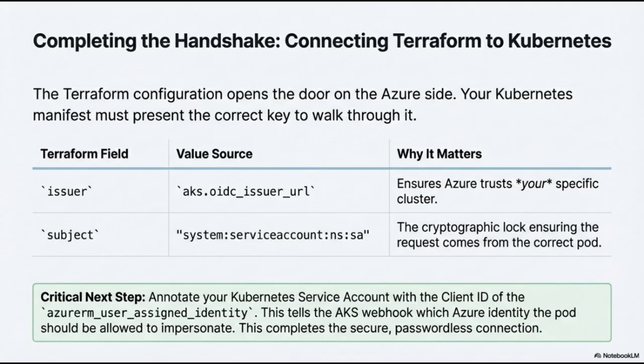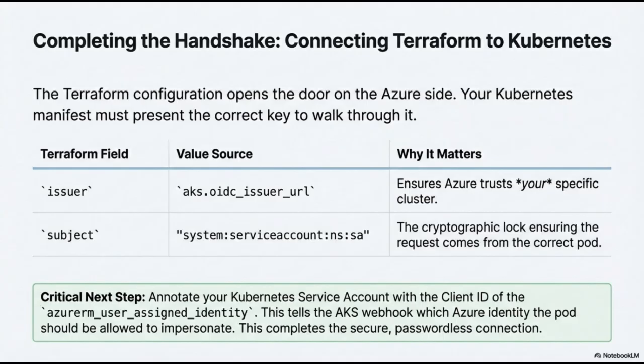First, the issuer must be mapped to your cluster's OIDC issuer URL. This ensures that Azure trusts your specific Kubernetes cluster as a valid identity provider. Second, the subject must follow the precise format of system:serviceaccount, followed by your namespace and service account name. This acts as a cryptographic lock, ensuring that access is restricted to requests coming from the correct pod.